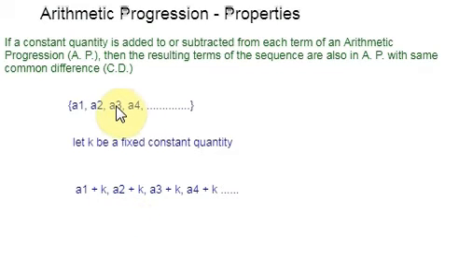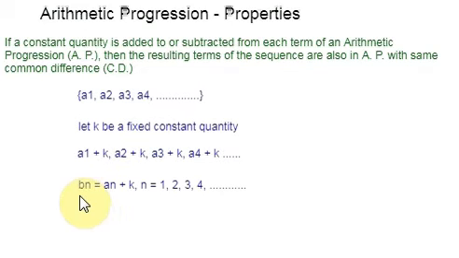I am assuming an arithmetic progression with a common difference d and taking a fixed constant quantity, and then I am adding the same constant quantity to each of the terms, so the resulting sequence would be this. Now let us assume Bn. Bn is nothing but An plus k, where n is 1, 2, 3, 4, all natural numbers. Then the new sequence is B1, B2, B3, B4.